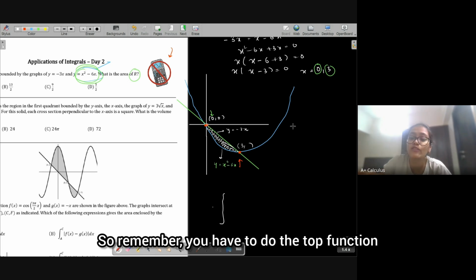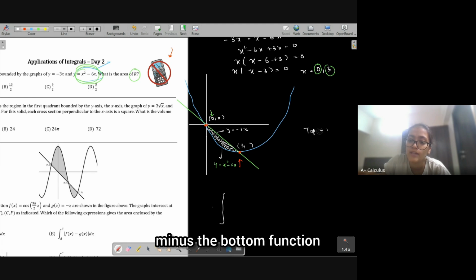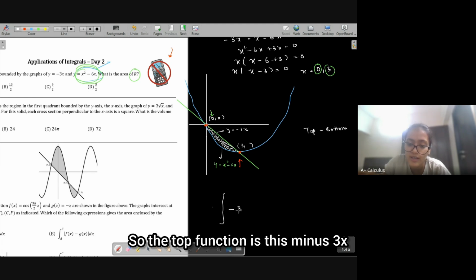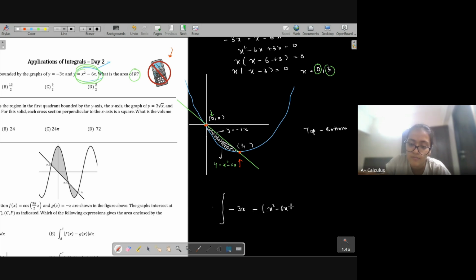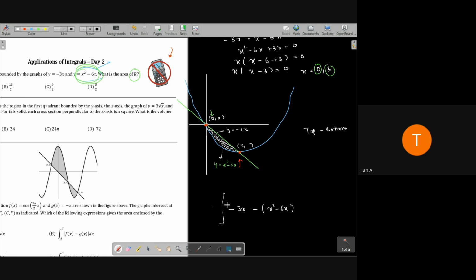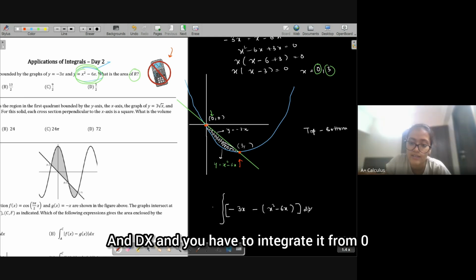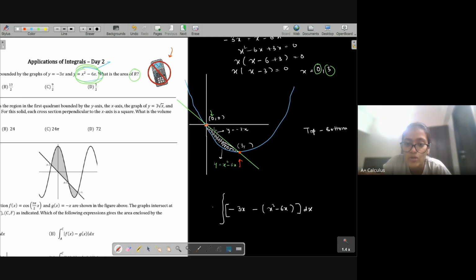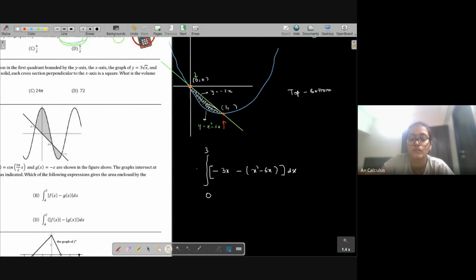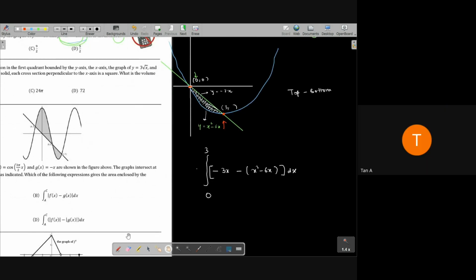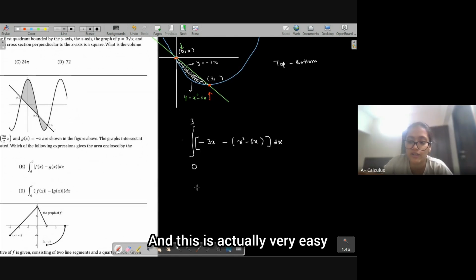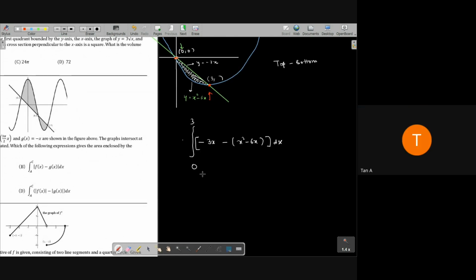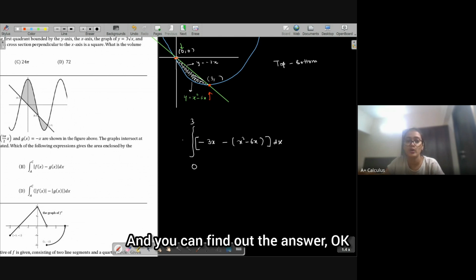So remember, you have to do the top function minus the bottom function. So the top function is minus 3x, minus the bottom function, which is x squared minus 6x, dx. And you have to integrate it from 0 to 3. And this is actually very easy. You can simplify it and you can find out the answer.